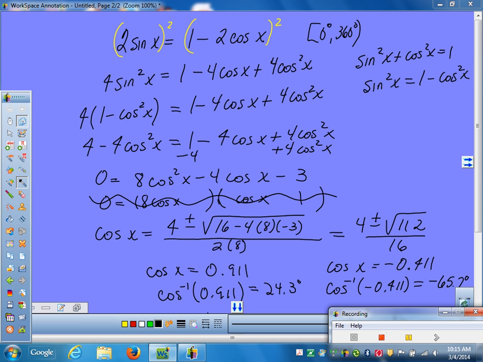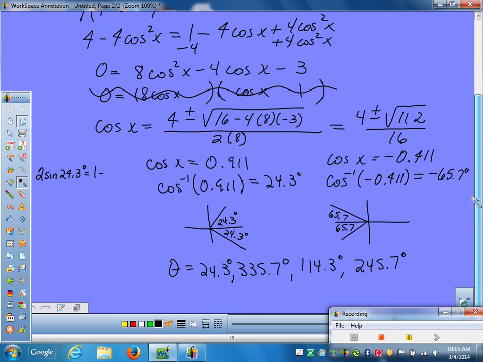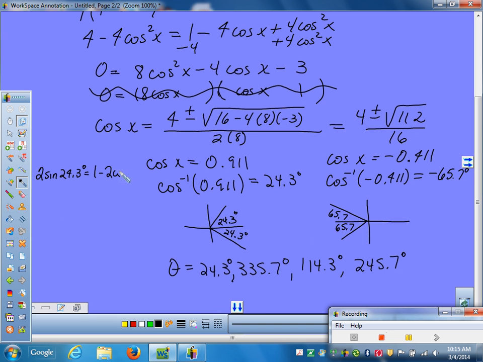The beginning problem, where we had 2 sine of x equals 1 minus 2 cosine of x. So what you're checking is, does 2 sine of 24.3 degrees equal 1 minus 2 times the cosine of 24.3 degrees? You actually need to punch each of those in and see if they come out equal. You would literally have to punch it in your calculator. So you would get something like, this one will come out 0.823. This one will come out negative 0.823.